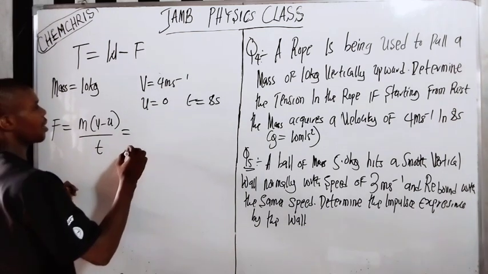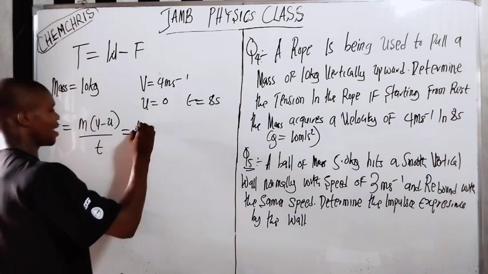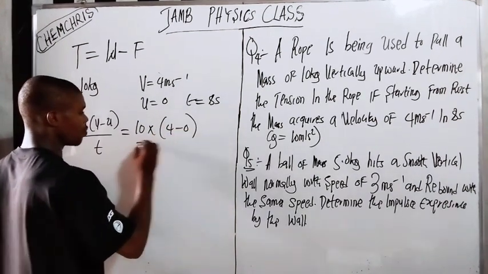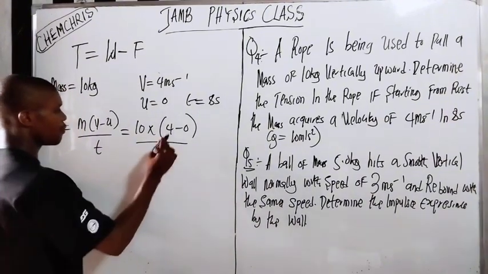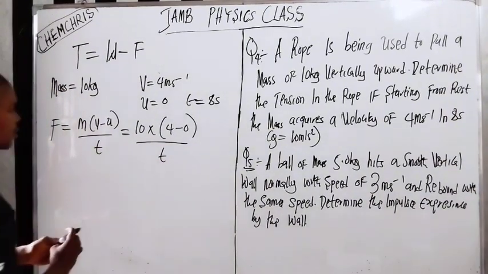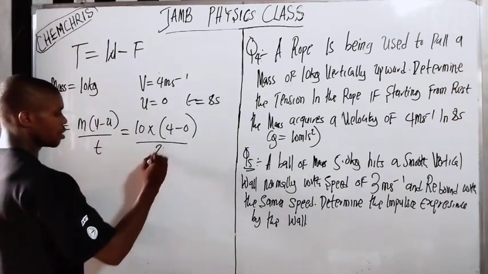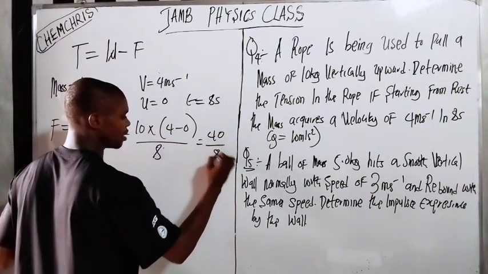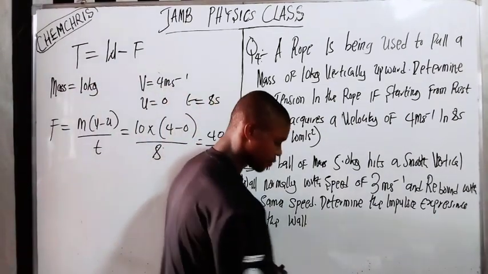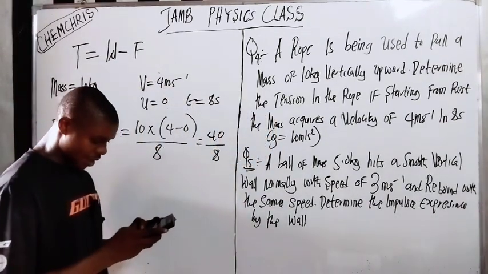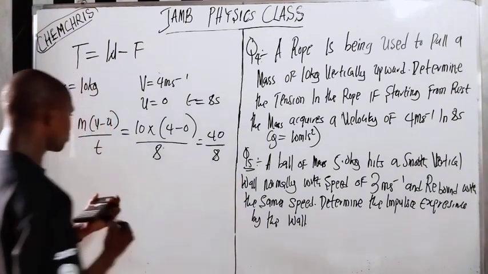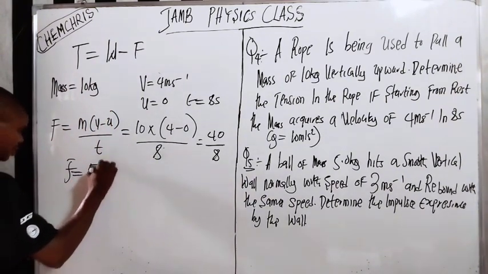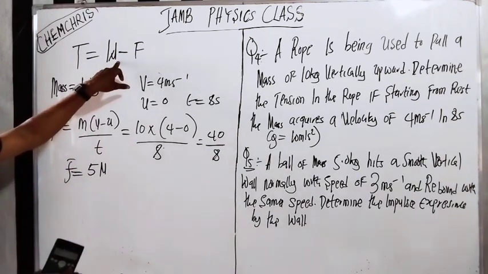So we're going to have 10 times 4 minus 0 over t. 4 minus 0 is 4, times 10 is 40, over 8. If you divide 40 by 8, here we have 5. So my force is 5 Newton.